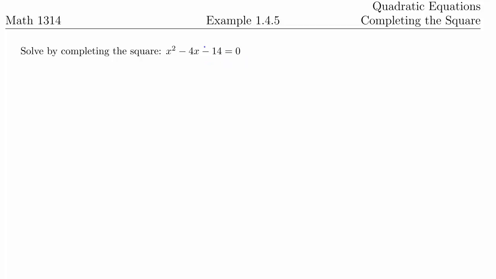Before I do anything, I want this constant term here to be on the other side. If I add 14 to both sides, that gives me x squared minus 4x is equal to positive 14. Good.